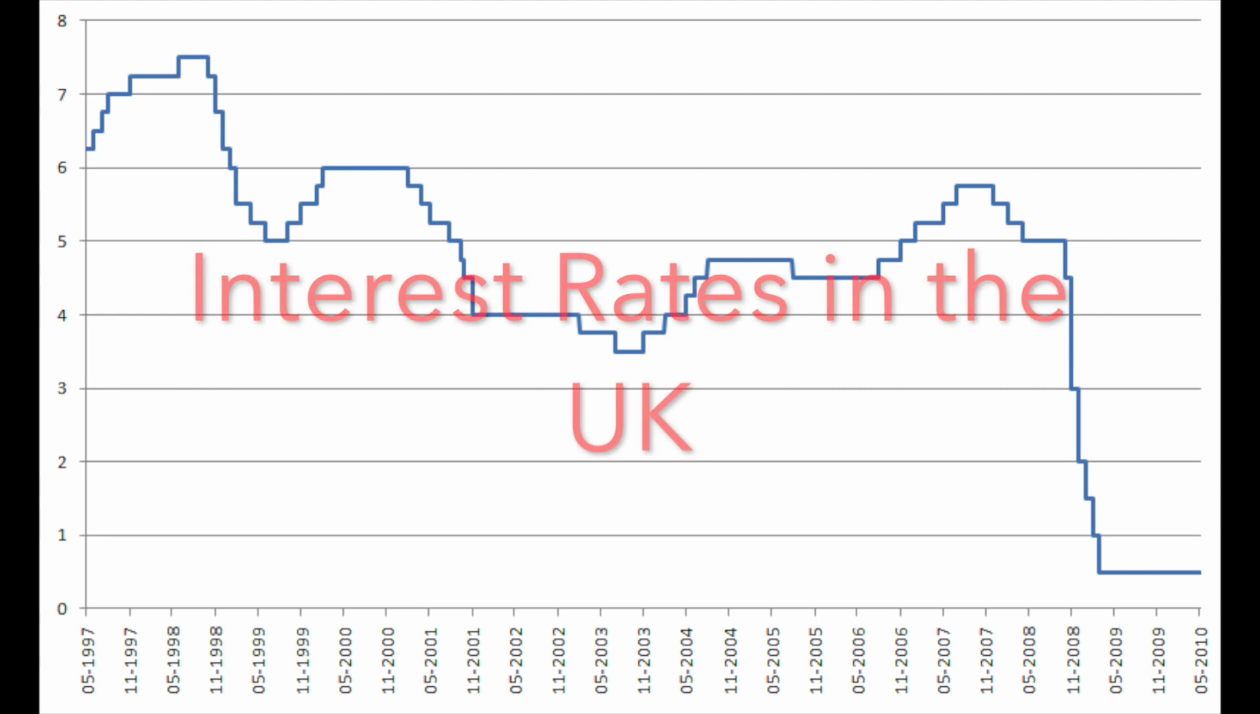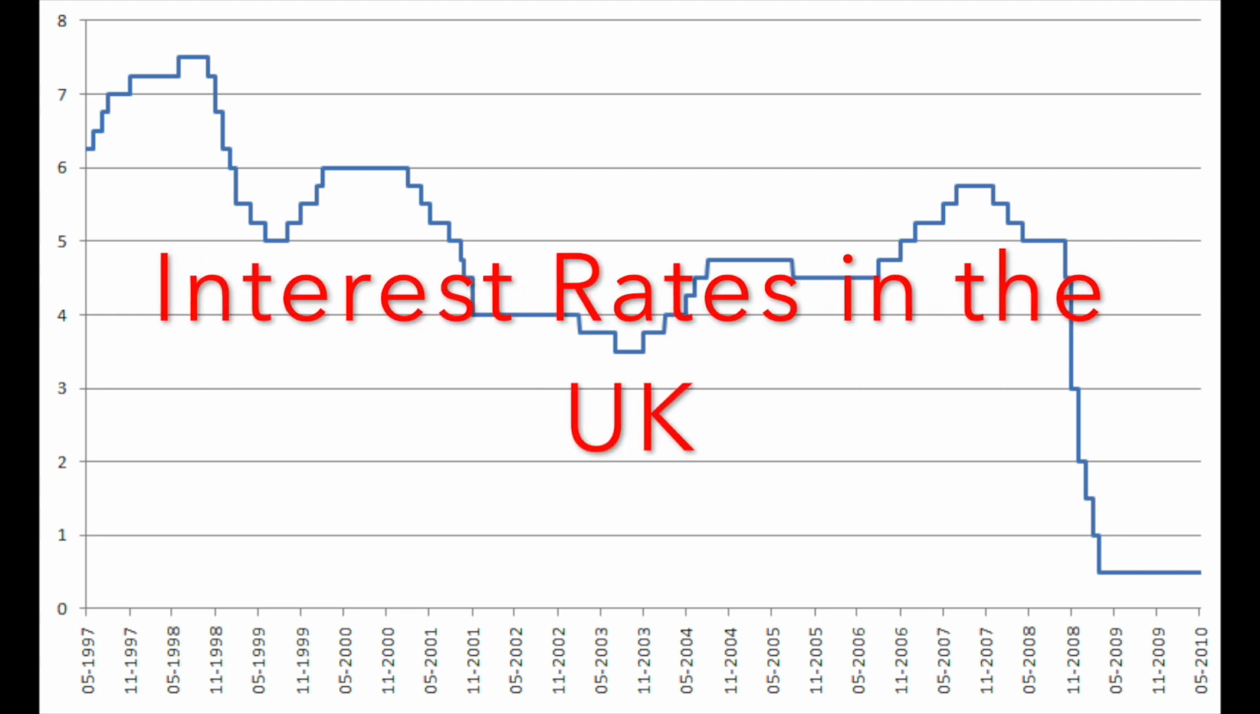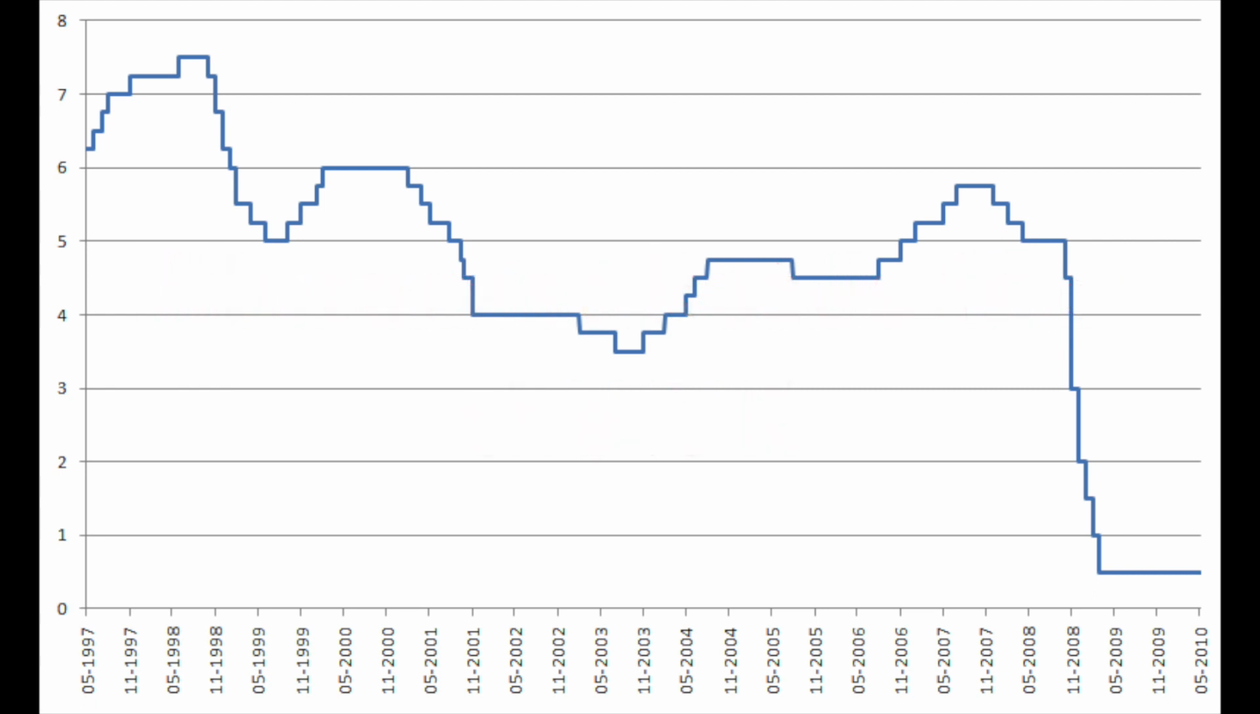Next is higher interest rates. Higher interest rates will reduce borrowing and investment. So for example, in the early 1990s, the UK increased interest rates to around 15%. This caused mortgage payments to rise and consumers had to cut back spending.